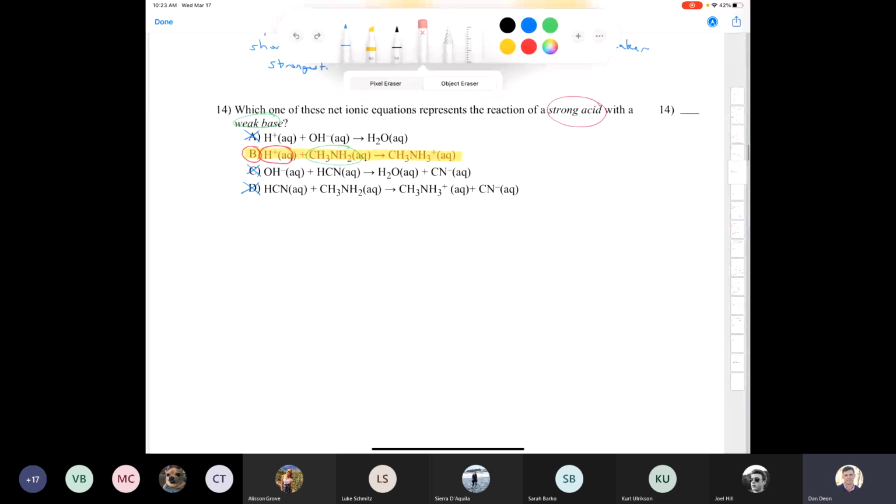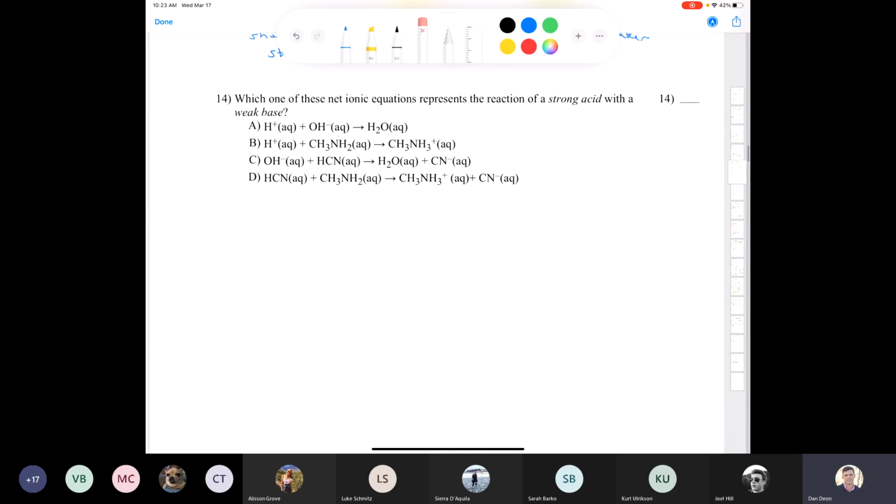The next one, number 14, maybe I could erase this so we could start over. Number 14 says, which one of these represents the net ionic equation of the reaction of a strong acid with a weak base? If you look at A, this one represents a strong acid plus a strong base. We've looked at several examples of that. If you look at C, hydroxide is a strong base, but hydrocyanic acid is a weak acid, and we're looking for a strong acid with a weak base, so that's not a possibility. If you look at D, hydrocyanic acid is a weak acid, and CH3NH2 is actually a weak base.